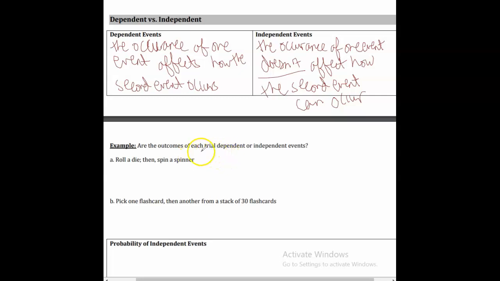So we're going to take a second now and read these two examples and decide if they affect each other. So I'm rolling a dice and then I have a spinner. Does what I roll on the dice affect what I spin on the spinner? It does not. So these are independent because the events don't affect each other.